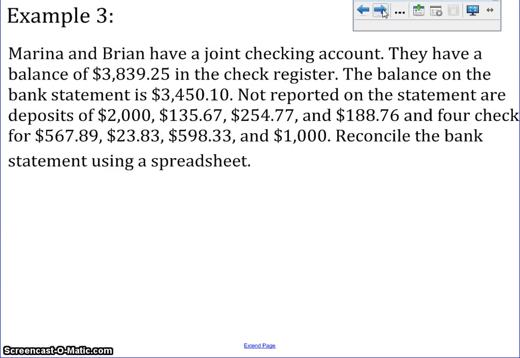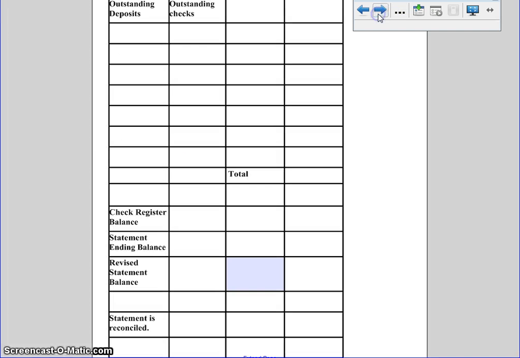Moving on to example 3, it says Marina and Brian have a joint checking account. They have a balance of $3,839.25 in the check register. The balance on her statement account is $3,450.10. Not reported are deposits for these 3 values, which we're going to list, and 4 checks that were not cleared that he wrote for these amounts. Reconcile the statement using a spreadsheet.